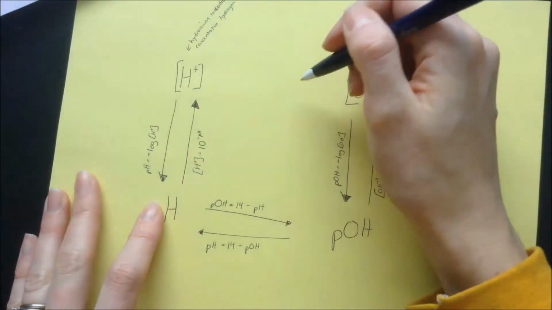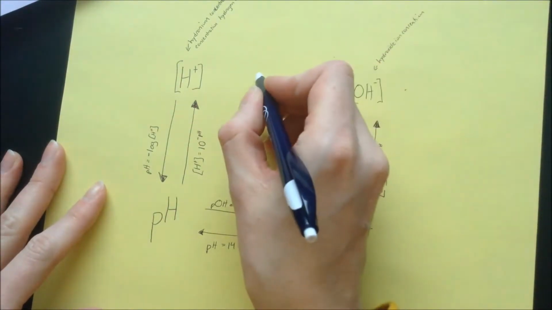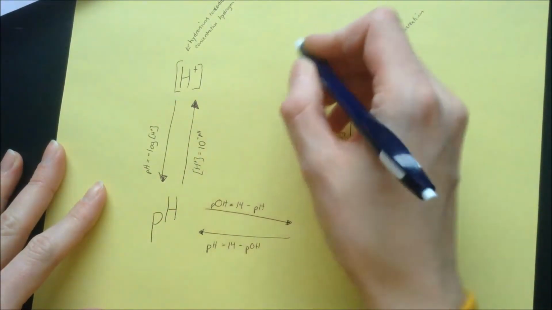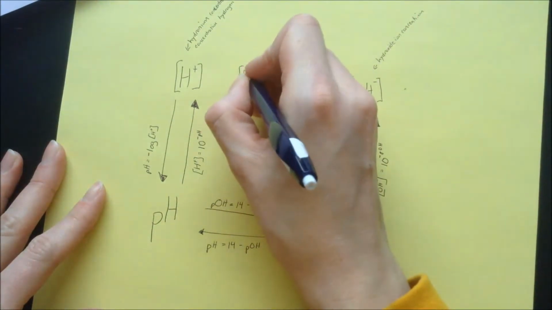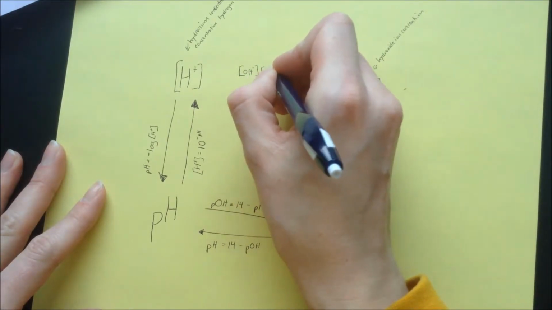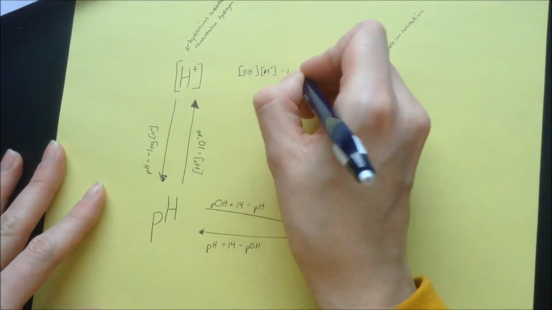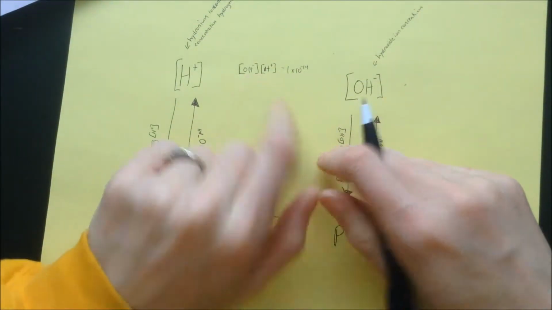If you wanted to go across this top, you could. I don't think there are any questions like that on the quiz or on the homework, but the way these are related is that when you multiply them together, the OH concentration times the H concentration should be 1 times 10 to the minus 14. So you can just take 1 times 10 to the minus 14 and divide by the other one.